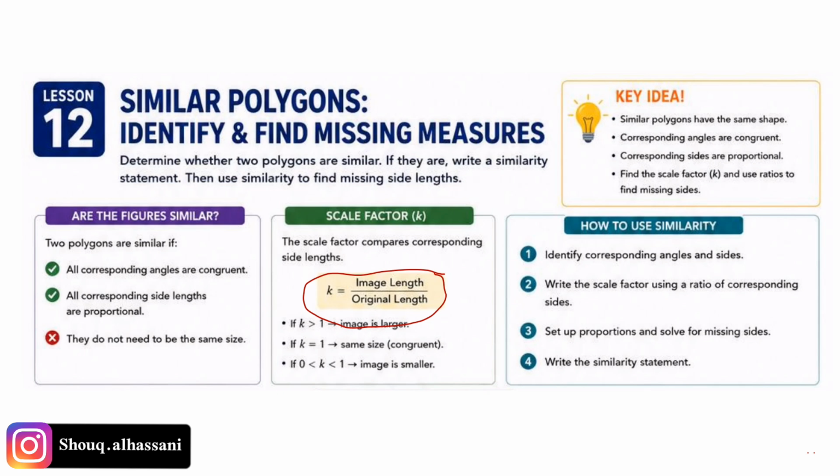You need to remember, if the scale factor is bigger than 1, the image is larger. If the scale factor equals 1, they are congruent, the same size. If it is smaller than 1, the image is smaller.